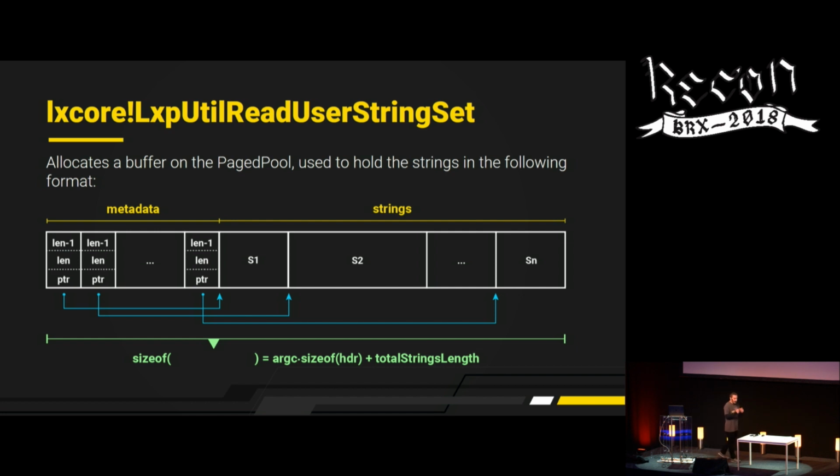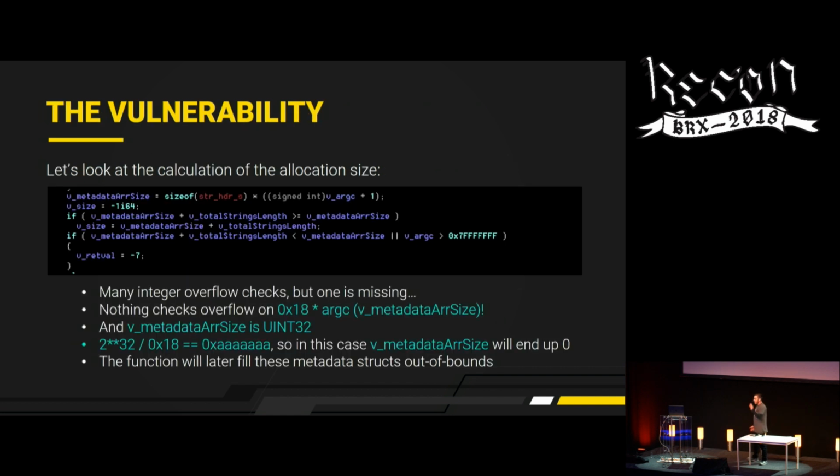Now, whenever you do an allocation of a size which is the result of an arithmetic expression, you need to be very, very careful, of course, for integer overflow and underflow. So apparently, Microsoft is aware of that, and they do check that the total string length won't overflow. They do check that the addition won't overflow, so nothing can wrap around here. But they missed the multiplication. And since the multiplication is done in 32-bit calculation, it's very easy to achieve this overflow.